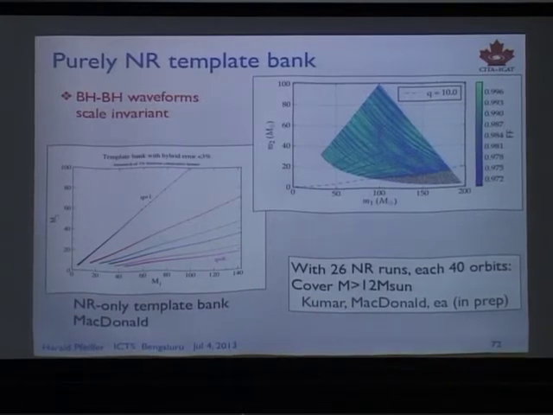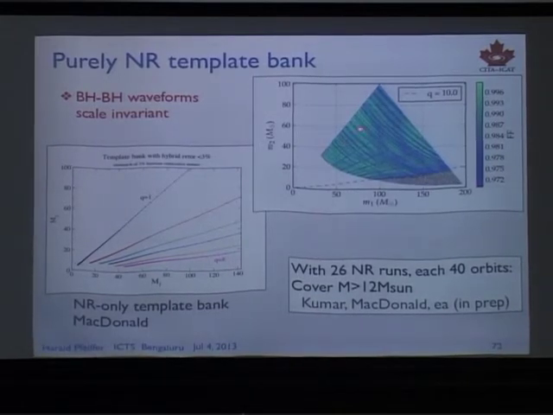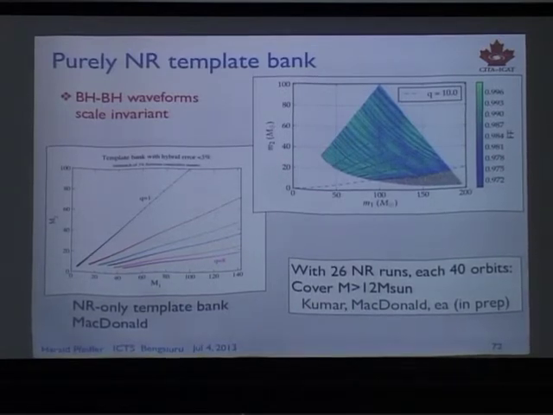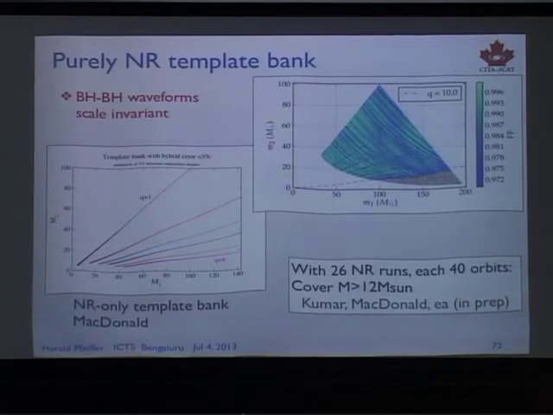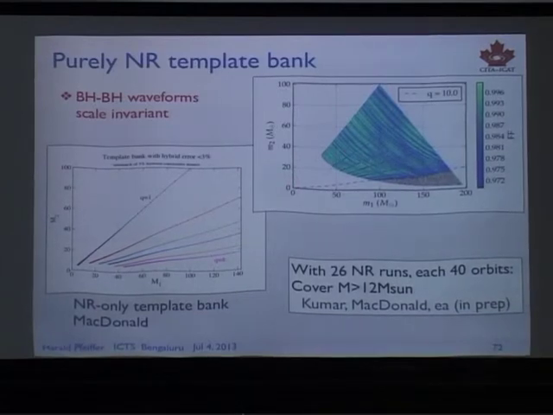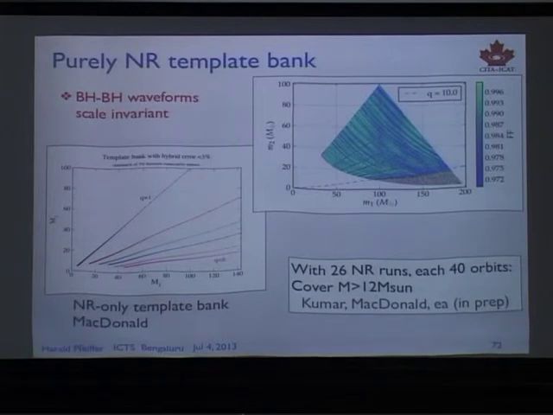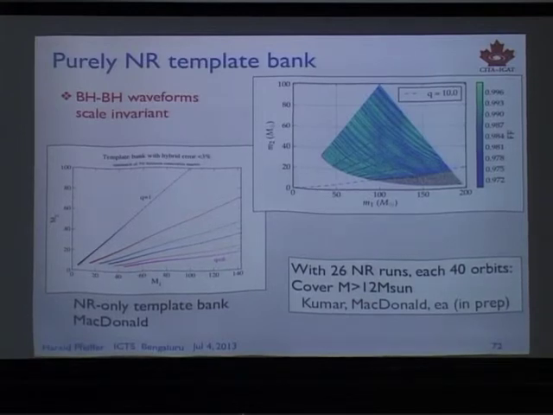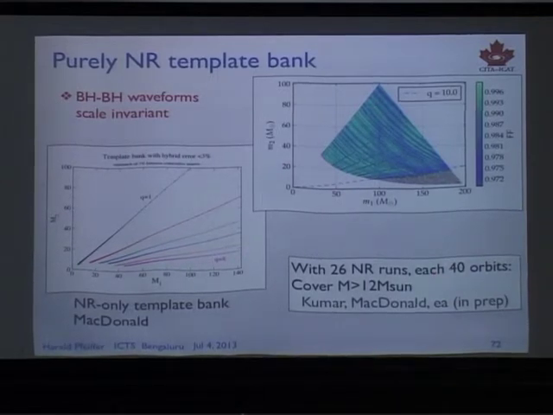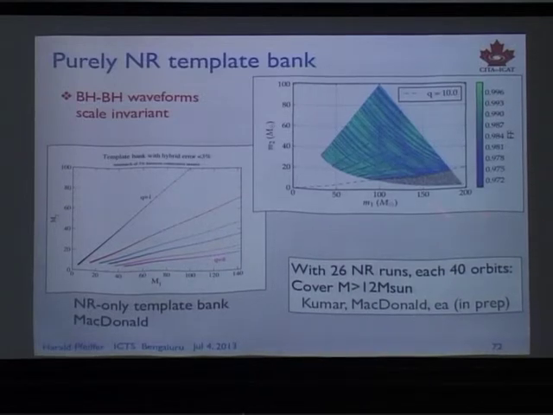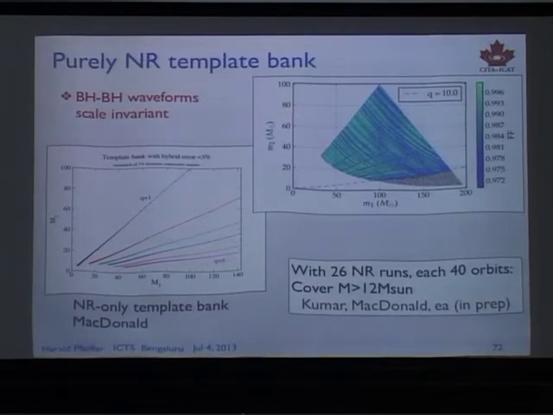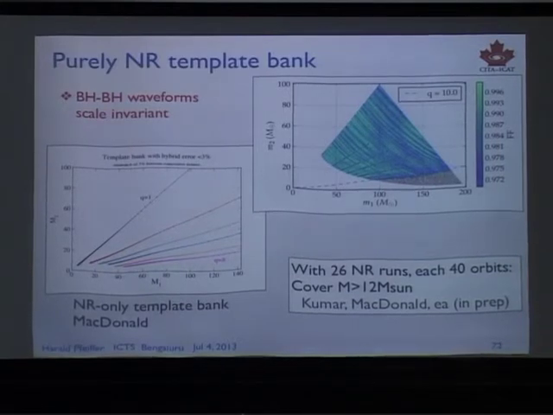And it also turns out it's possible to extend this further down. We've looked at what needs to be done to extend this down to 12 solar masses, which is the customary boundary where post-Newtonian searches are effective. If you wanted to push numerical relativity template banks down to 12 solar masses, you end up with 26 different mass ratios, and each one must be about 40 orbits long. So it's nothing we have in hand today, but those numbers are perfectly feasible and achievable within a year or so.